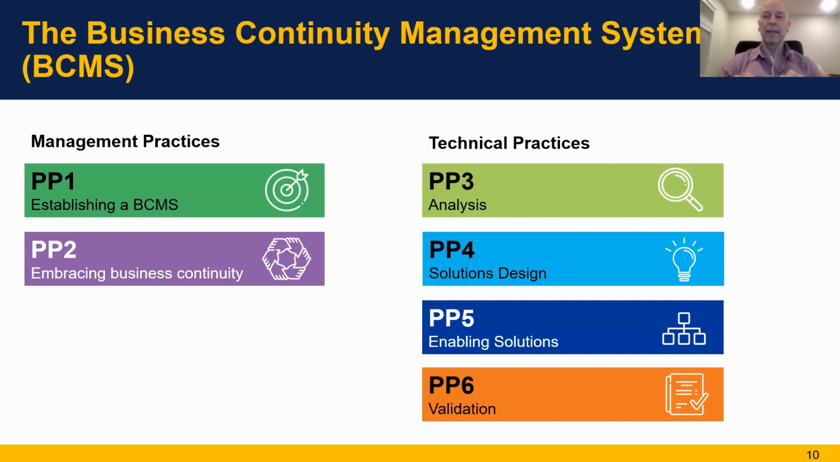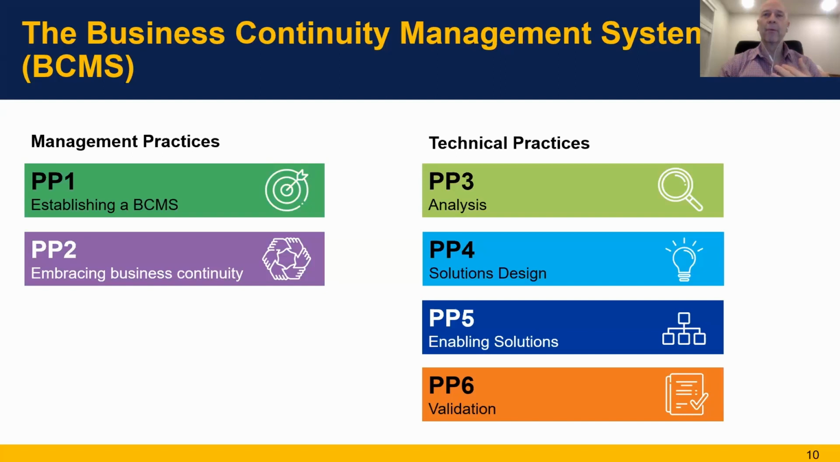So the management practices are professional practice 1 and professional practice 2. So professional practice 1, the new term is known as establishing a business continuity management system, and professional practice 2, embracing business continuity. And again, I'll break those down on the next slides. The technical practices still remain as 4 technical practices, but the terms and the titles of those technical practices have changed. PP3 analysis remains as it is.